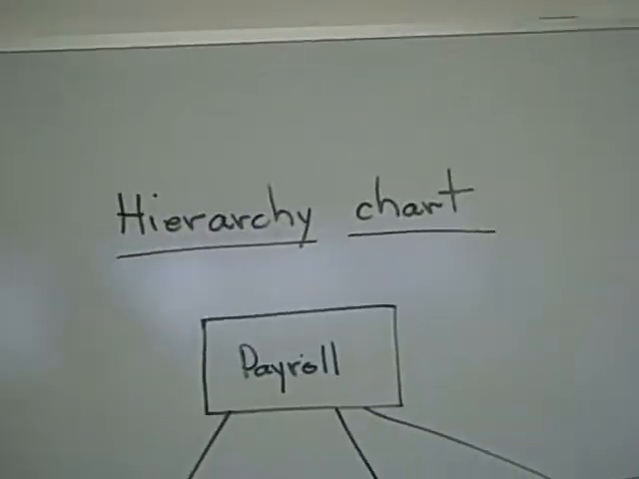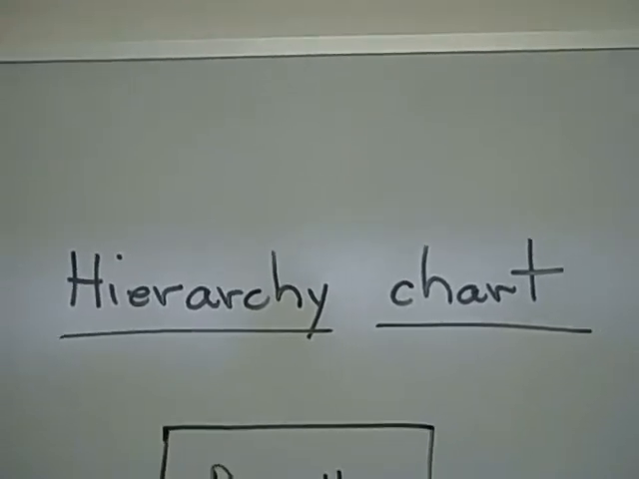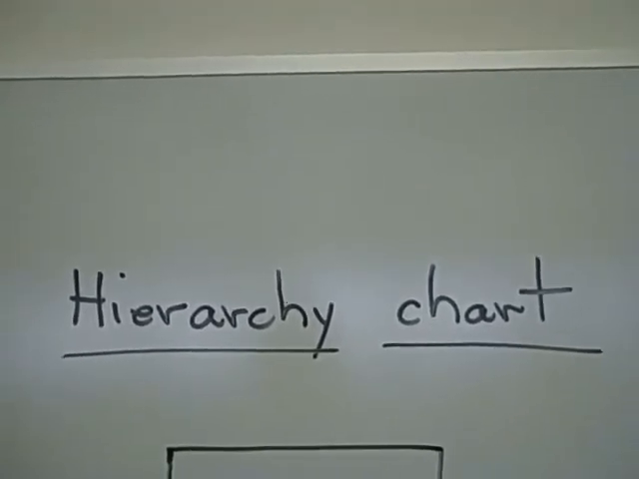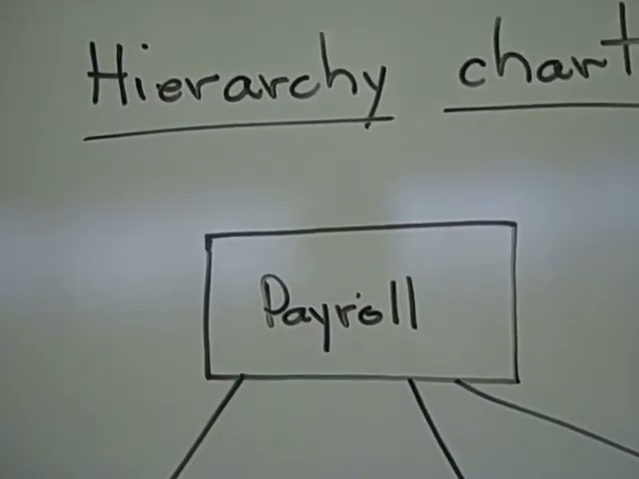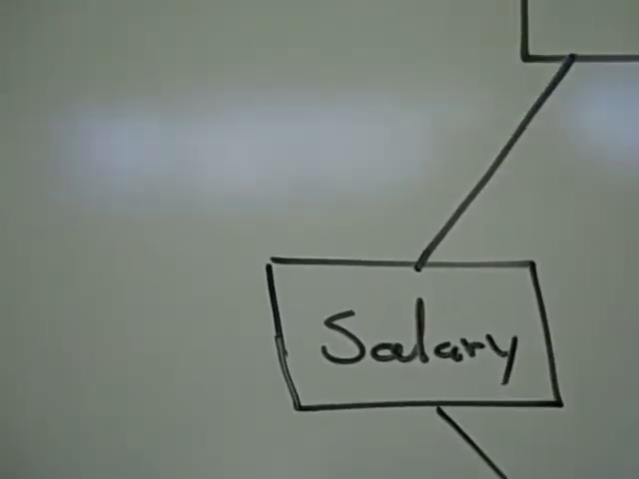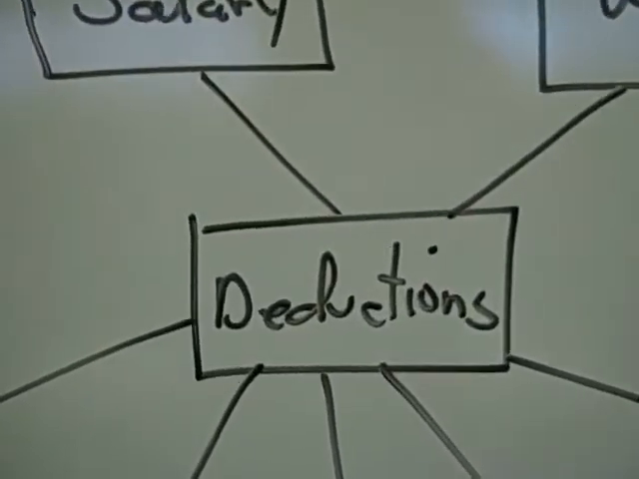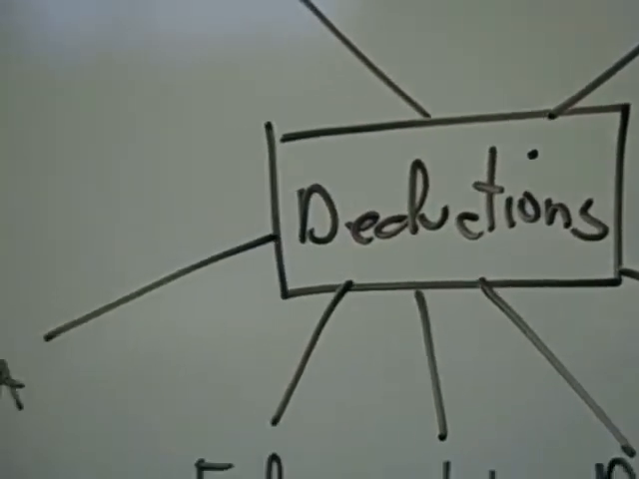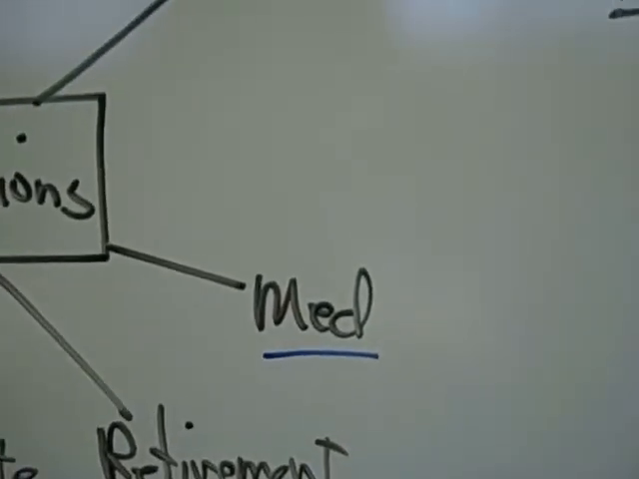Then we looked at the whole idea of how do you get started or organize a large programming project. We talked about a hierarchy chart. And then we just kind of did an example in class. We talked about payroll. Here at NIAC, some people get paid a salary, some people get paid by a wage. So we said both of those, you can see. Then we talked about deductions, and I listed all the different possibilities here at NIAC.